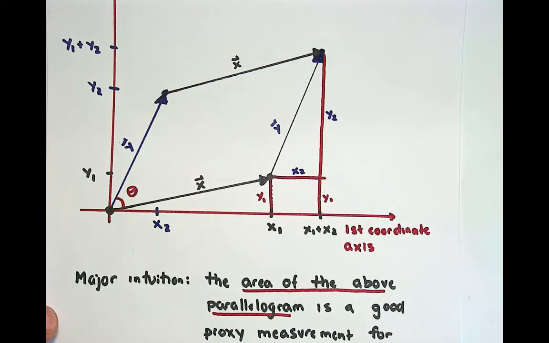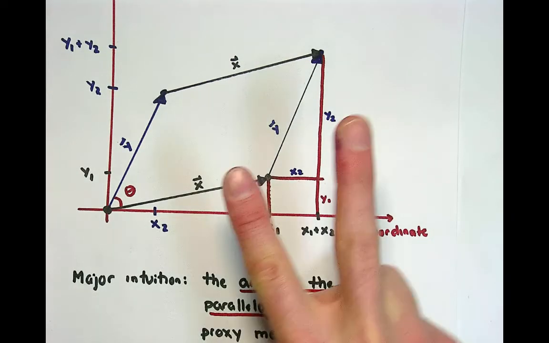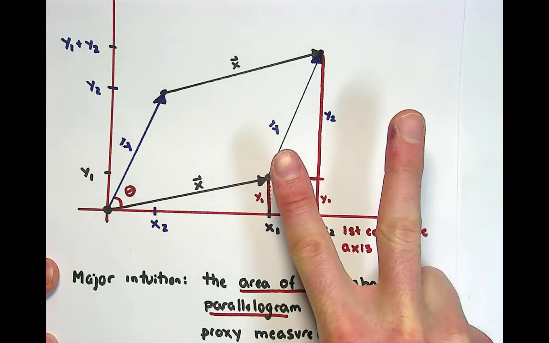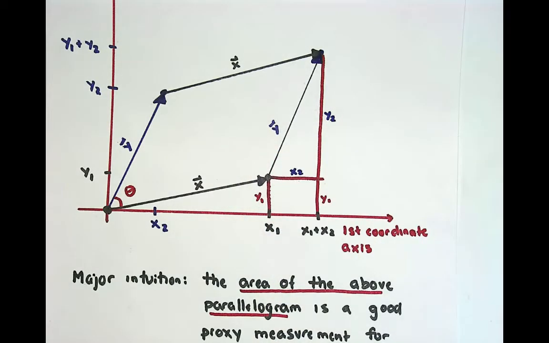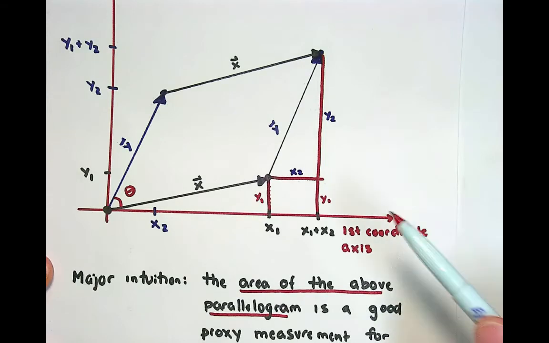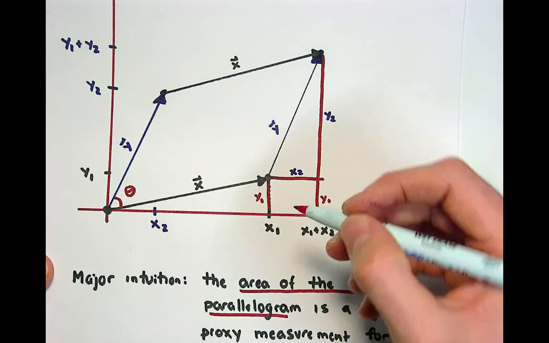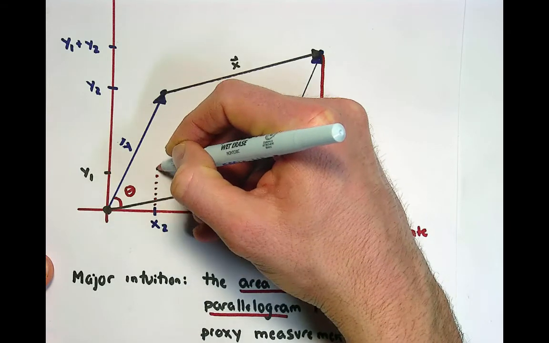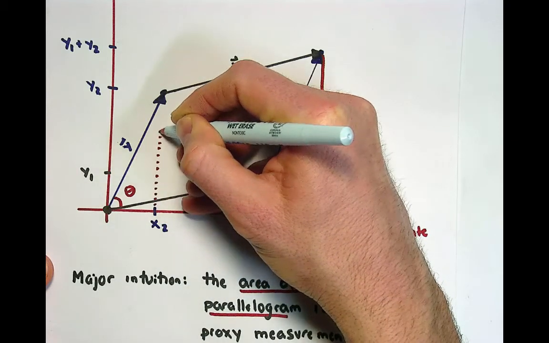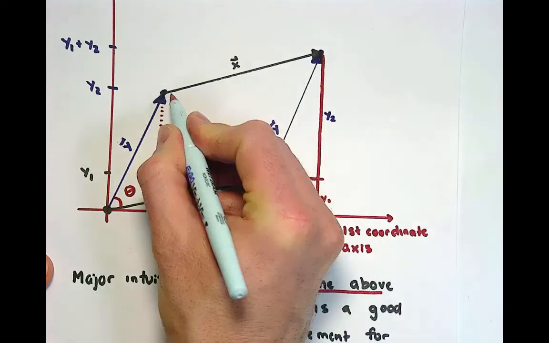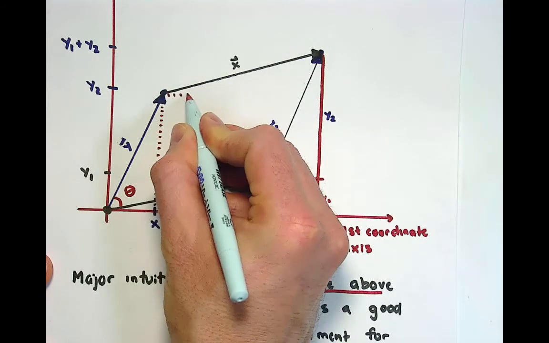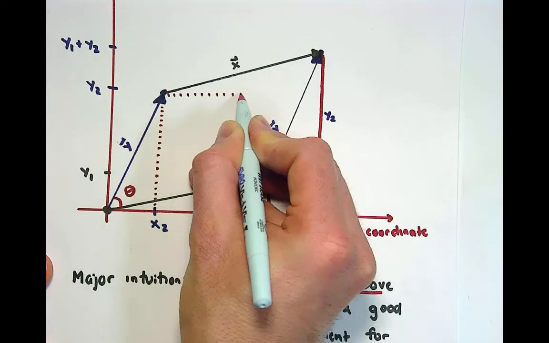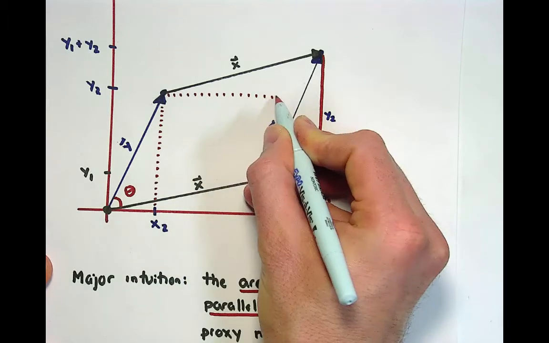Now, I see two shapes that would make the calculation of the area pretty simple, actually. So the whole idea here is we want to find a way to measure the area of the parallelogram, and we're going to do it by looking at this diagram in a very special way.